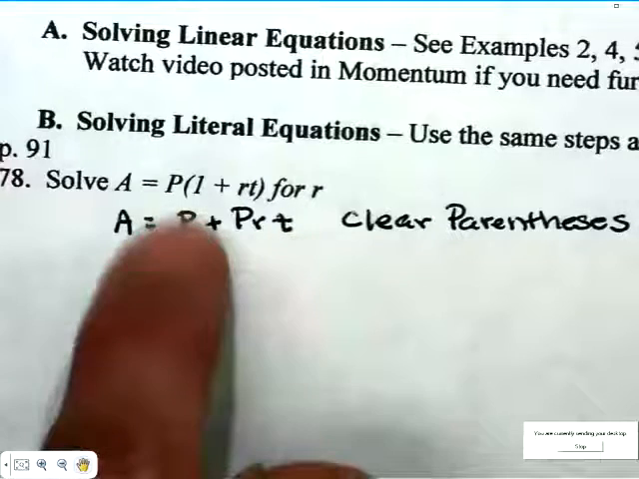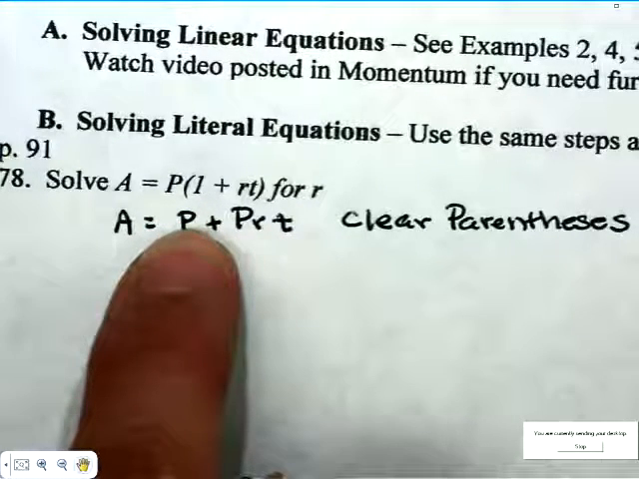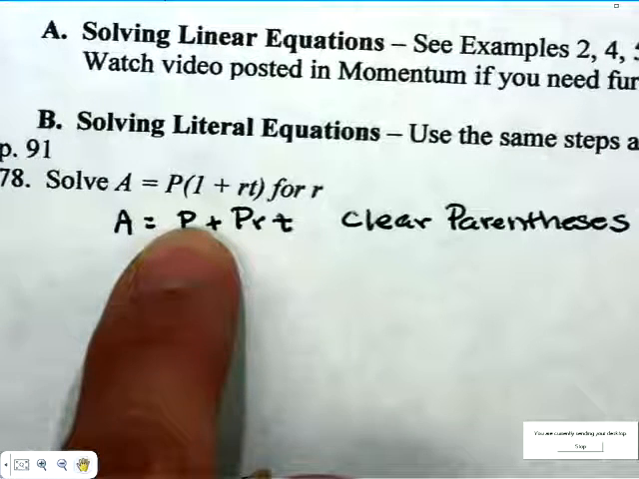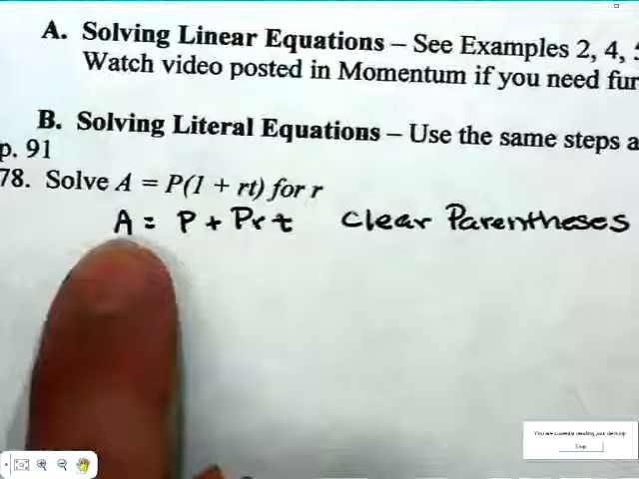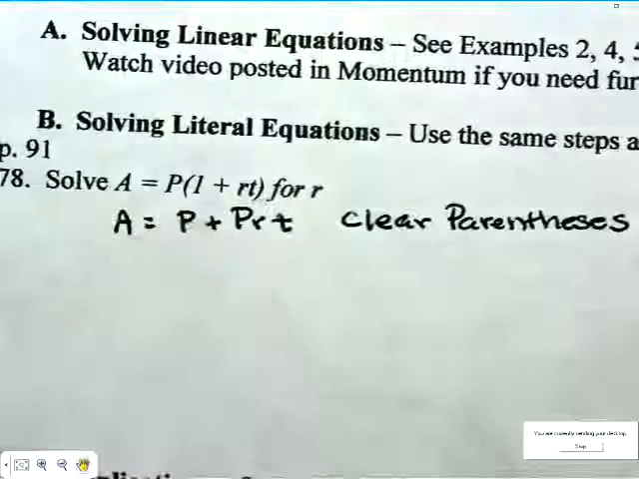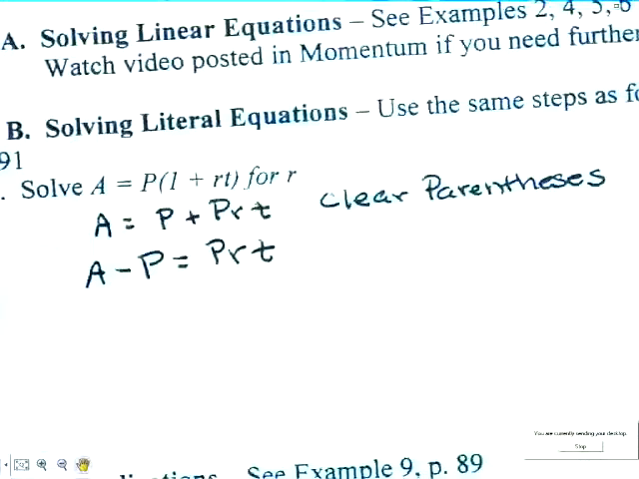This P right here, this term that doesn't have an R in it. How would I move it? There's no mathematical operation named move. I would do what? It's added to the PRT, so I'd have to subtract it. Subtract P from both sides. And that gives me the term with the variable by itself.